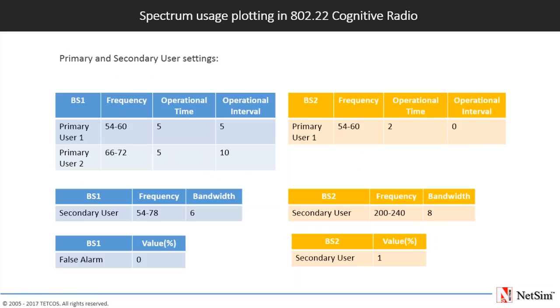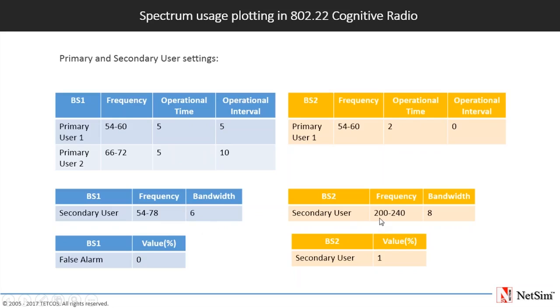The settings for this network are that the secondary user in base station 1 operates in a frequency of 54 to 78 megahertz, and the bandwidth of each channel is 6 megahertz. That means you will have 4 channels: 54 to 60, 60 to 66, 66 to 72, and 72 to 78.